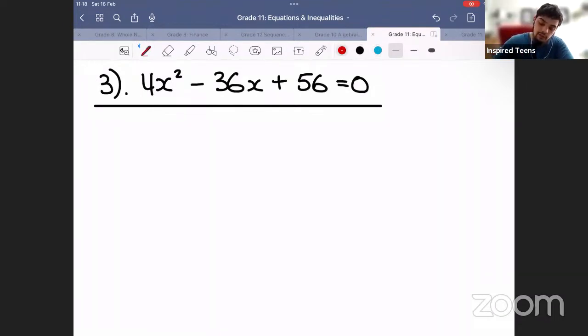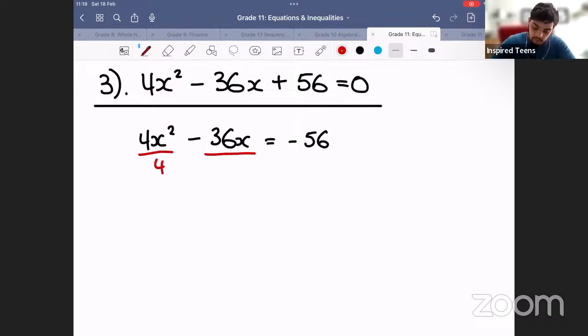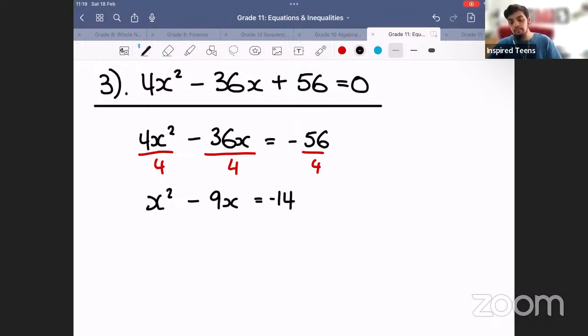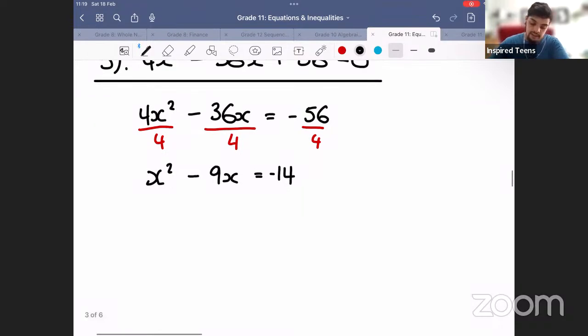The first step is to make sure it's in standard form. Done. Then I'm going to take over C. So for X, I'm just going to try and speed through this one, is equal to negative 56. Divide everything by A. That's the next step. So obviously I'm going to have X squared minus 9X equals negative 14. The next step is to add B over 2 squared to both sides.